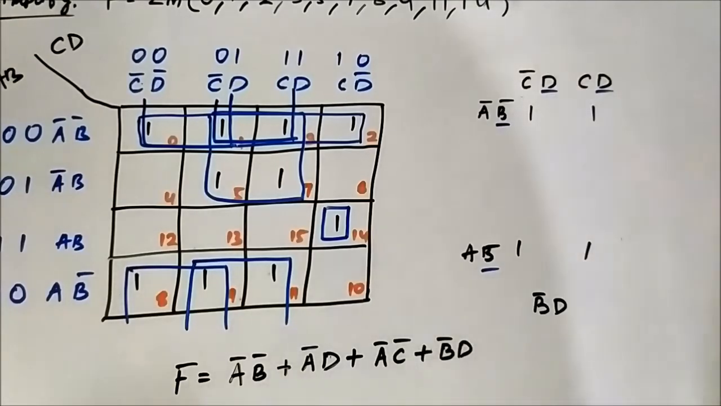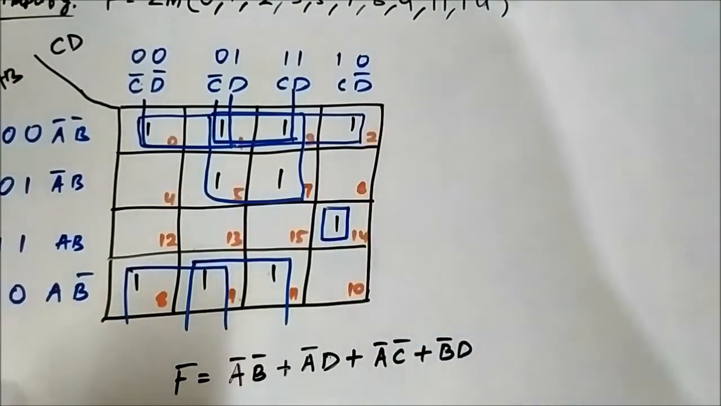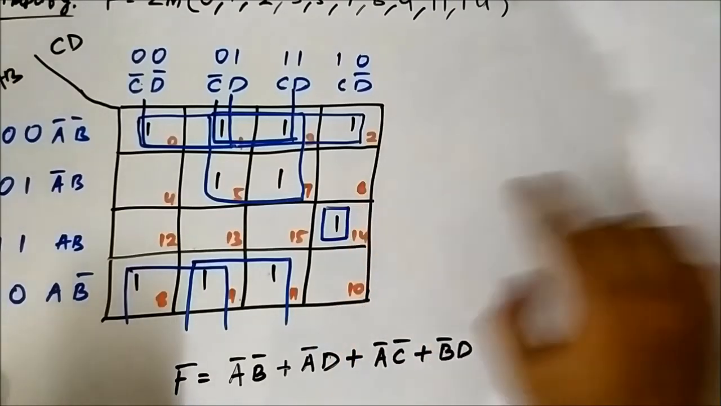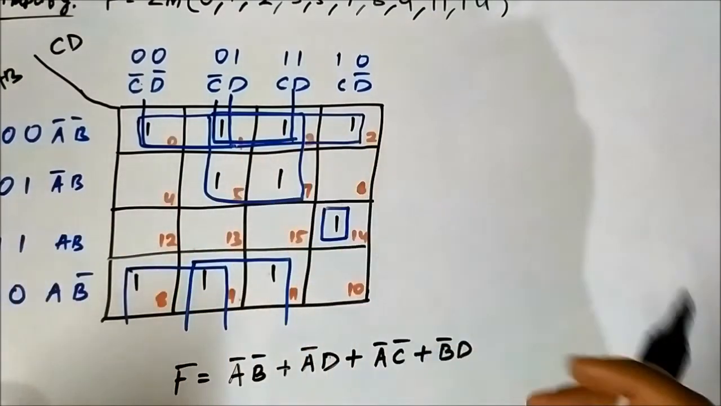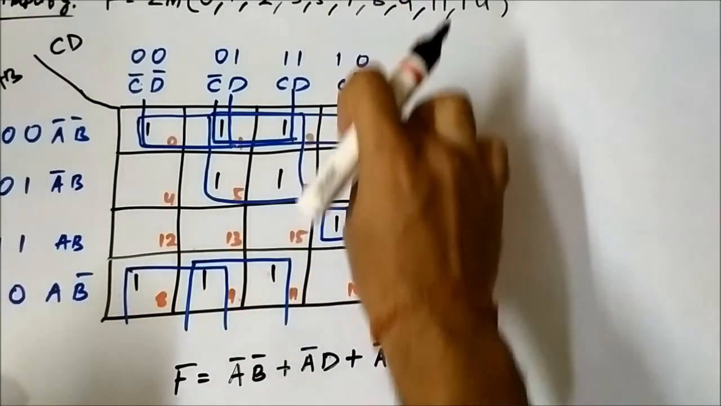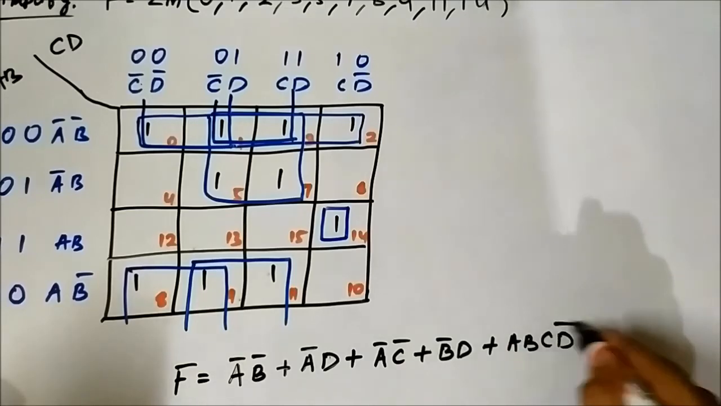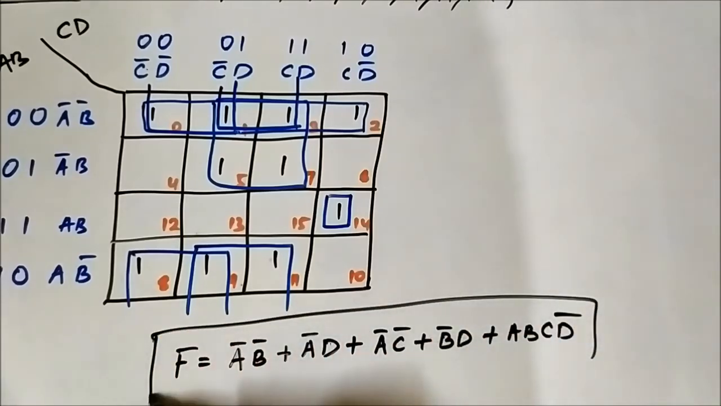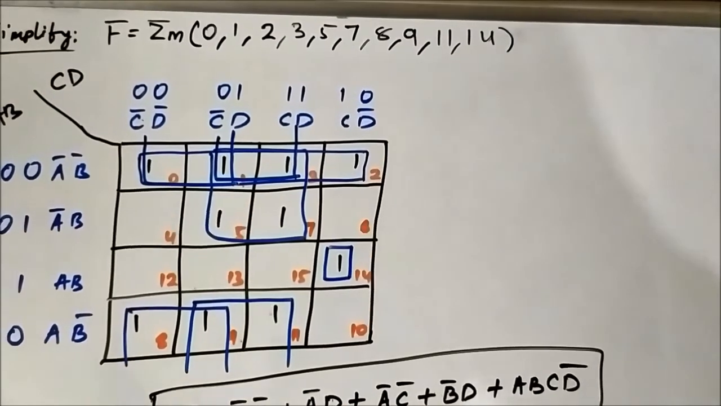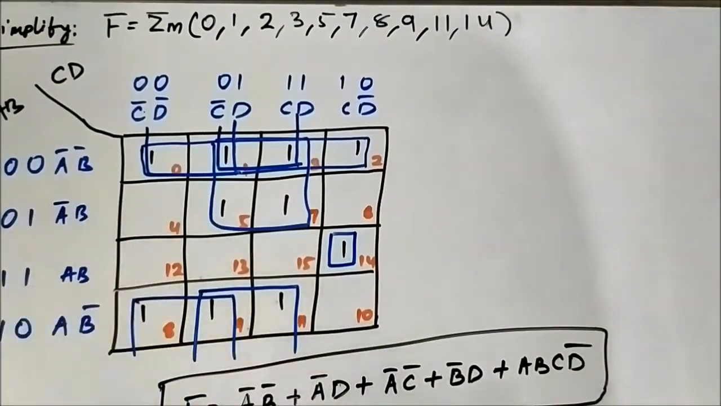Now all the larger groups are done. Only this single cell group is there. So here there is nothing to find common about. We simply have to write the Boolean term for this cell, that is A B C D bar. So this is the simplified Boolean expression for the Boolean expression given in this question in terms of the min terms. Okay. So this is the question number 7.